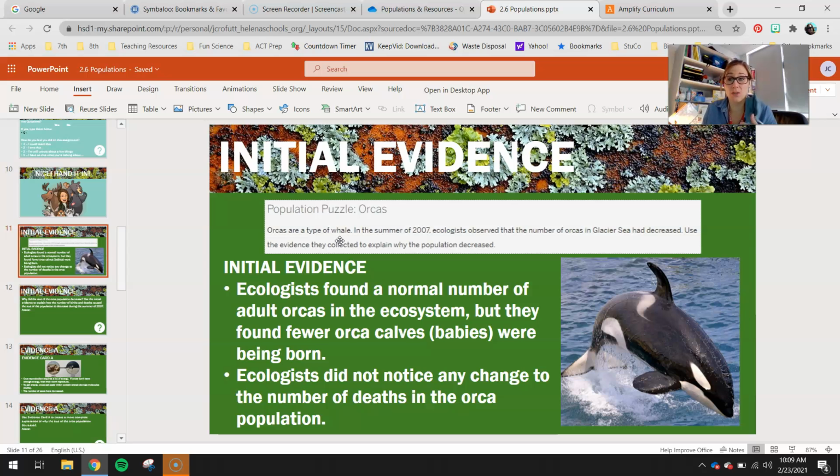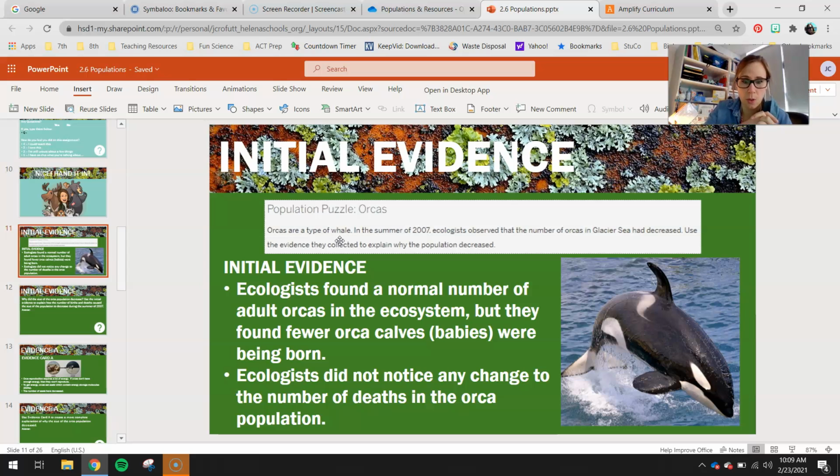So how this will work is I will give you some initial evidence, and you will respond as to why you think these orcas are decreasing in population based on what you see in this initial evidence, okay? After you have responded to that, I'll give you evidence card A. You will learn new pieces of evidence, and you will be able to build on your explanation through evidence B, and then you'll have a little bit more complete reasoning as to why the orcas are decreasing in size. All right, so let's look at our initial evidence.